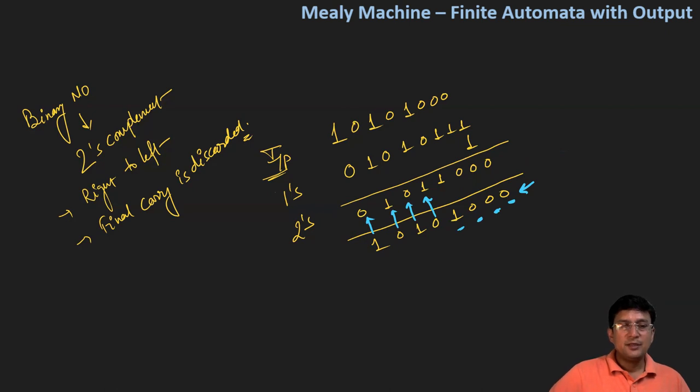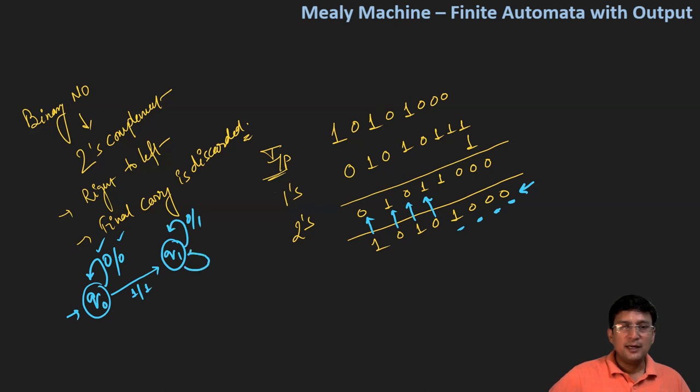Now, if I draw the Mealy machine for this, we can say that I have a state Q0, let's say. This is the start state. If I get a 0, I should not make any change in this number, and I should print 0. So this is the input and this is the output. After this, if I get a 1, I should not make any change, but I should move the state to, let's say, Q1 state. At this state, if I get a 0, then I should convert that to 1. And at this state, if I get a 1, let's convert this to 0. So this is a very simple one.